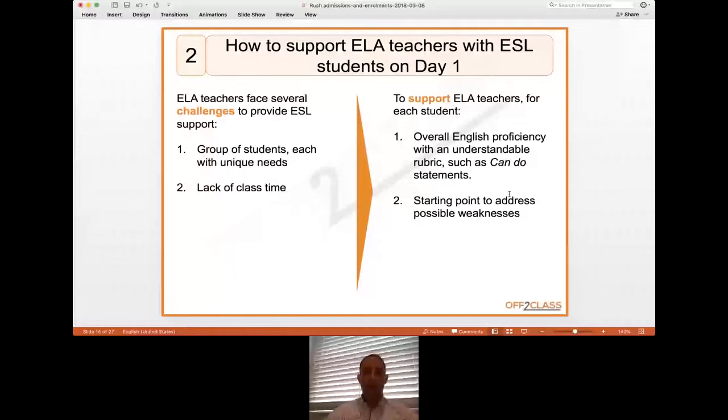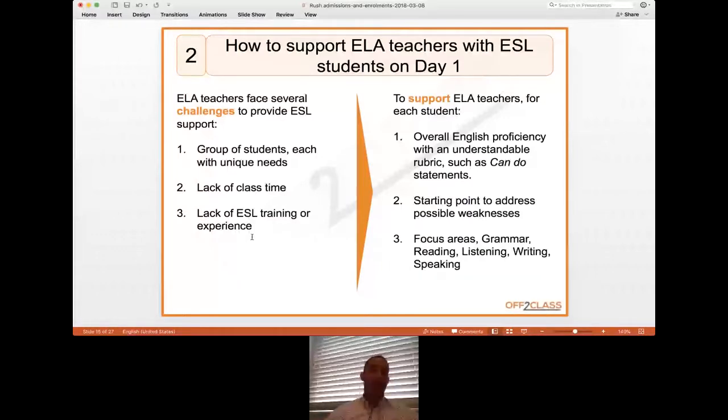Another challenge that the ELA teacher will face is a lack of class time. And we all know that as a reality, that there's only so much class time. And then a final challenge that the ELA teacher will face is they might not even have formal ESL training. So they might not have a lot of experience dealing with ESL needs.